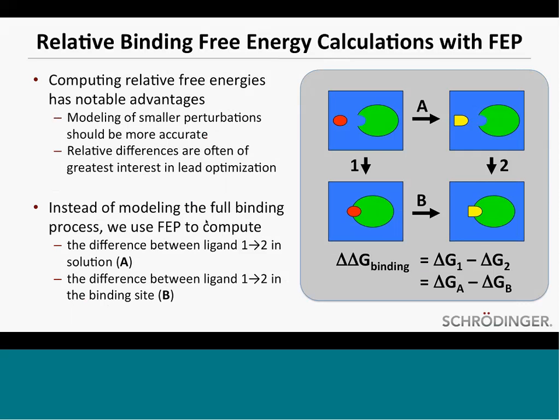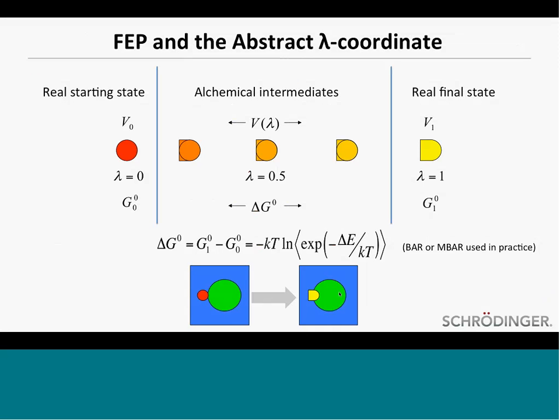So what we're doing here is we're calculating these thermodynamic cycles because these are state properties. The sum of A and B is the same as the sum of 1 and 2, or the difference between them. So we calculate the difference between ligand 1 and 2 in solution and ligand 1 and 2 in the binding site. And because 1 minus 2 equals A minus B, we can calculate the difference of energy between those two compounds.